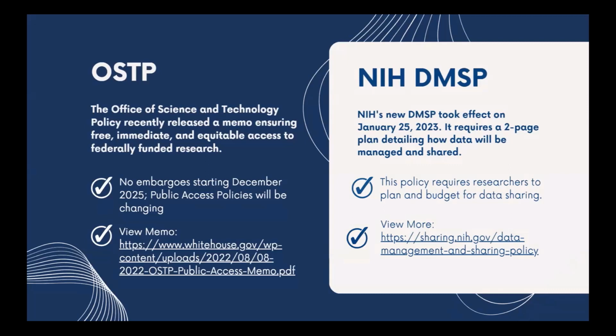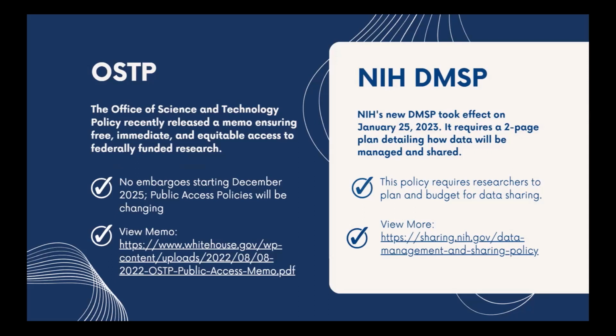The Office of Science, Technology, and Policy, it's not really recent anymore, but they released a memo ensuring free, immediate, and equitable access to federally funded research. So what does that mean? It means that no embargoes are going to be allowed on your data starting in December of 2025. That also means journals will not be able to put embargoes on your articles for 12 months. A lot of them have done that with federally funded research. That's not going to happen anymore.